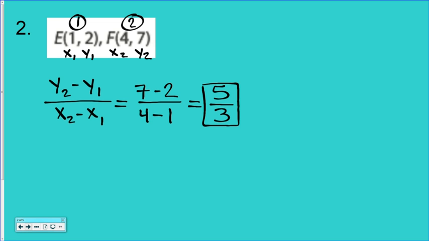You're going to leave them as improper fractions. You don't need to do anything more, like plugging it into your calculator and getting a decimal. Just leave it as 5 over 3, because this represents your rise and the run value. We could graph that. Okay?